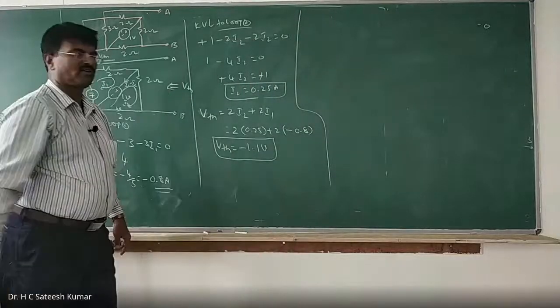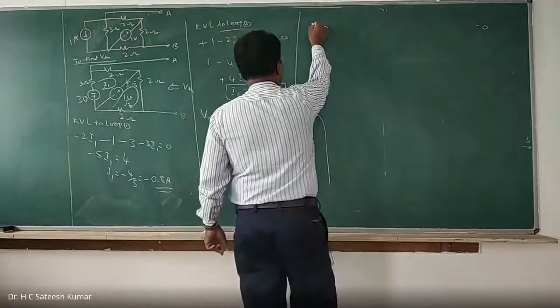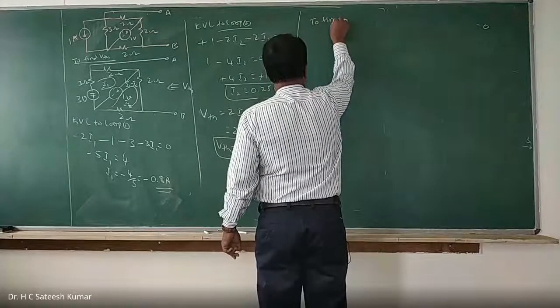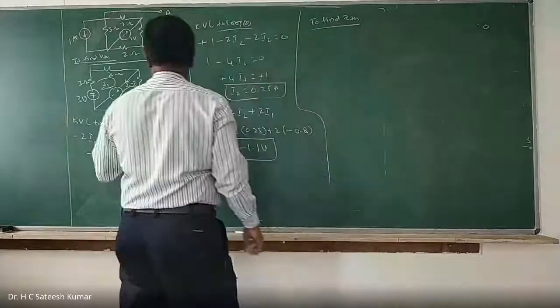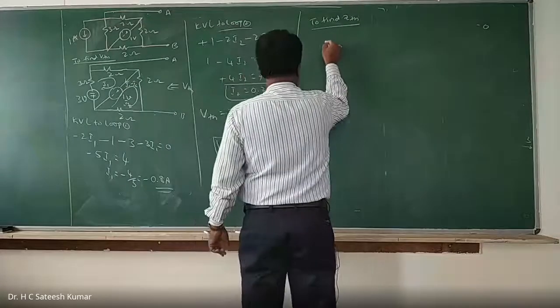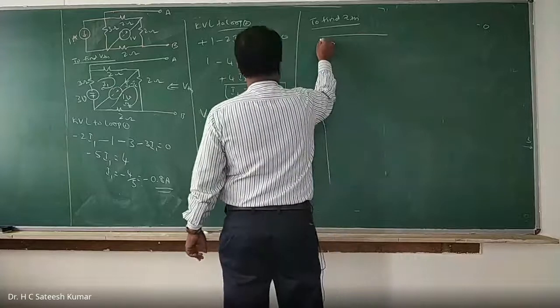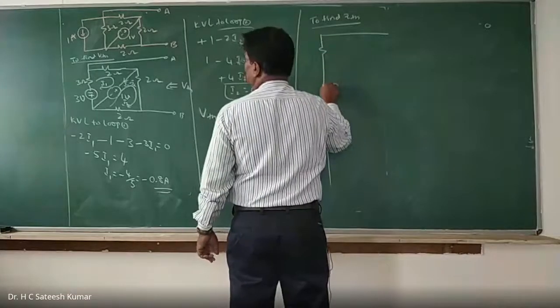Next, to find out ZTH. ZTH means what? It is the impedance seen from the load terminal, right? So make all the voltage sources 0.